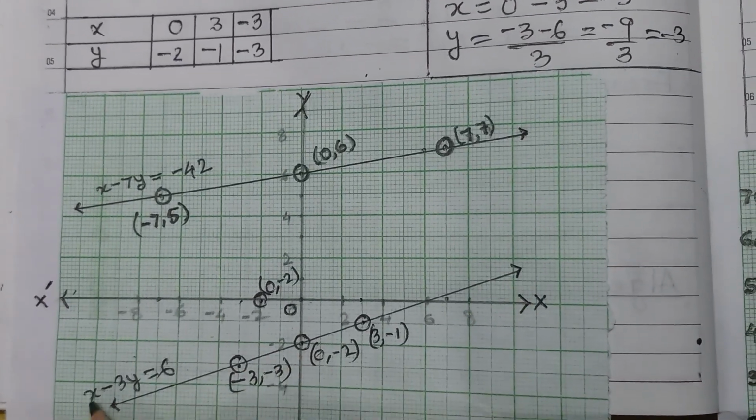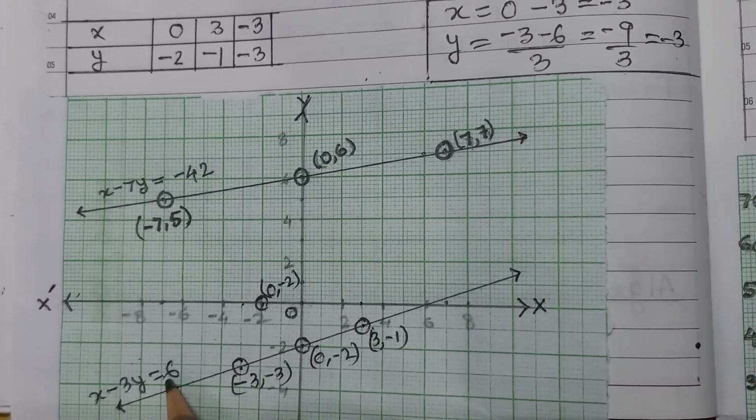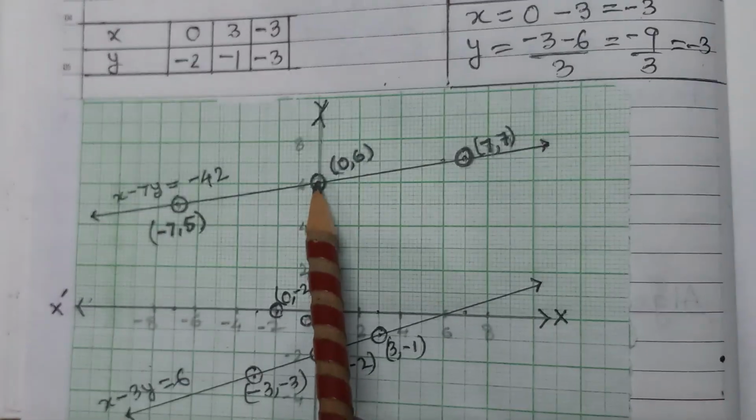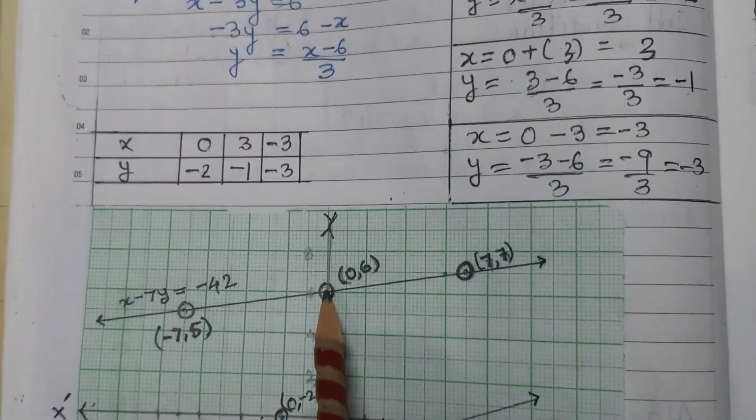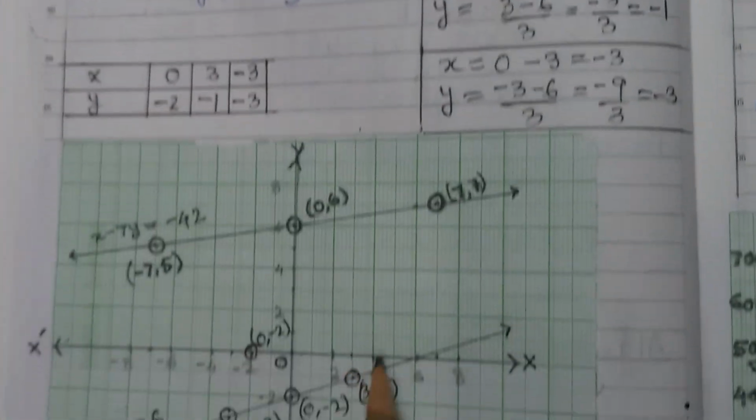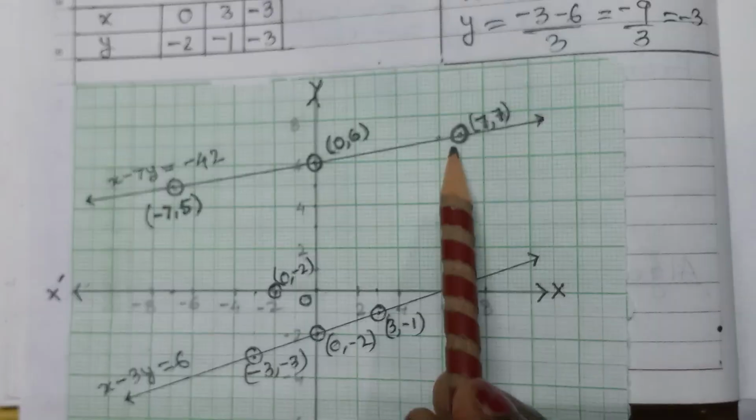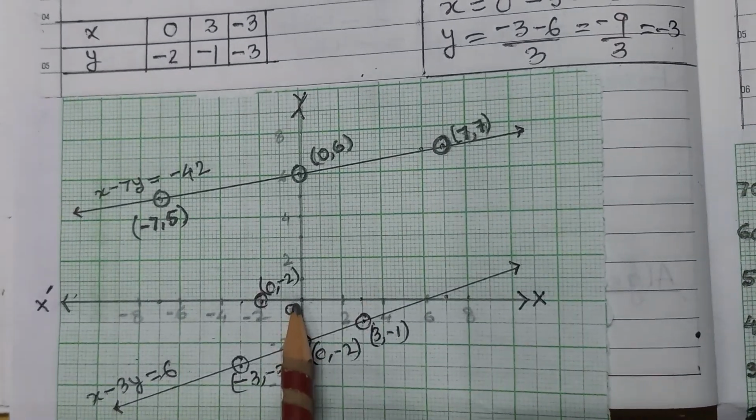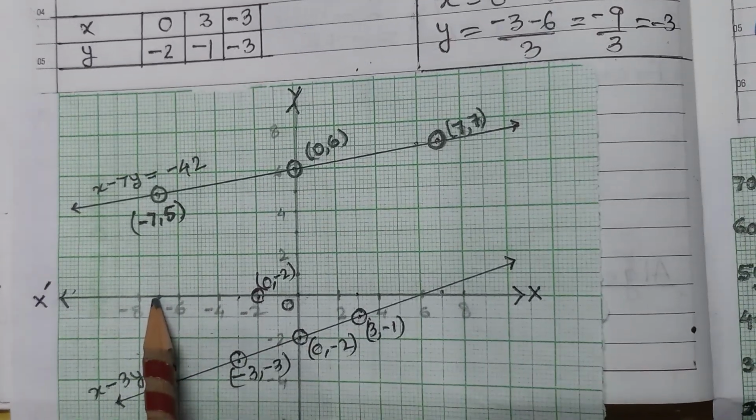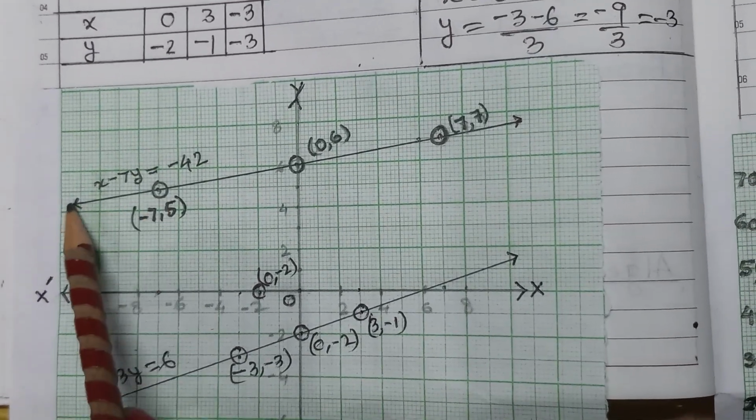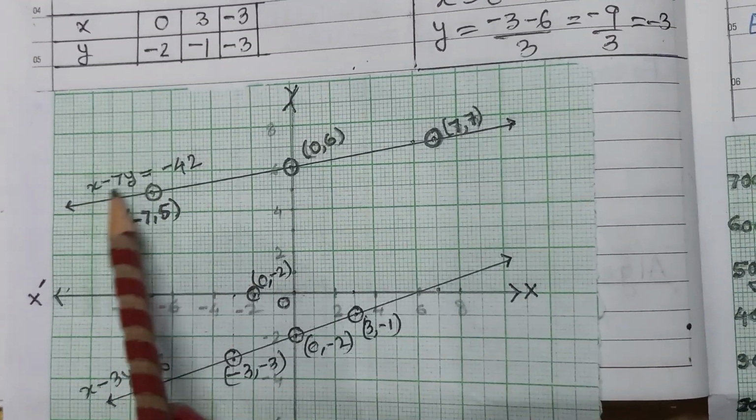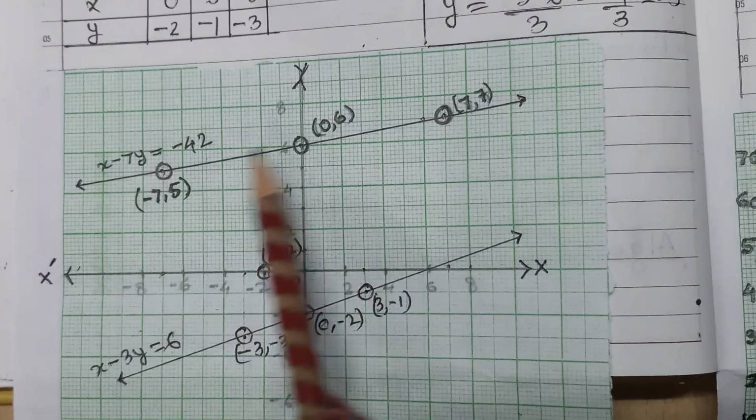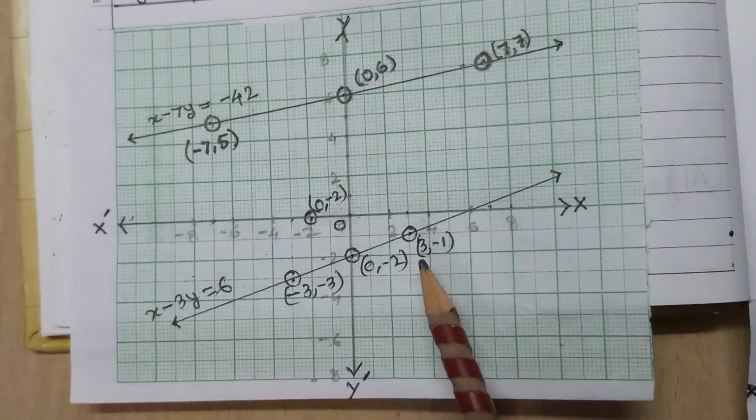This is the equation x minus 3y equal to 6. And the first point is 0, 6: 0 on the x-axis, 6 on the y-axis. Then 7, 7: x-axis 7, y-axis also 7, this point. Next is minus 7, 5: minus 7 on the x-axis and 5 on the y-axis. Now join these 3 points. It is the equation x minus 7y is equal to minus 42. It is the graphical representation of this equation.